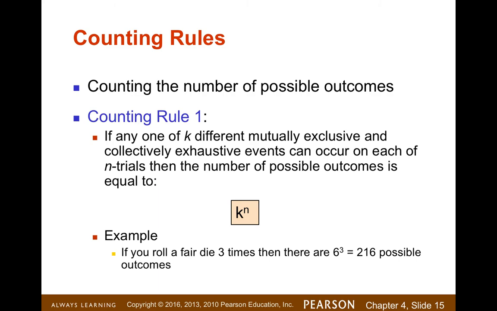So we roll the die, and then we roll it again. What happens on the second roll is independent of what happened on the first roll.